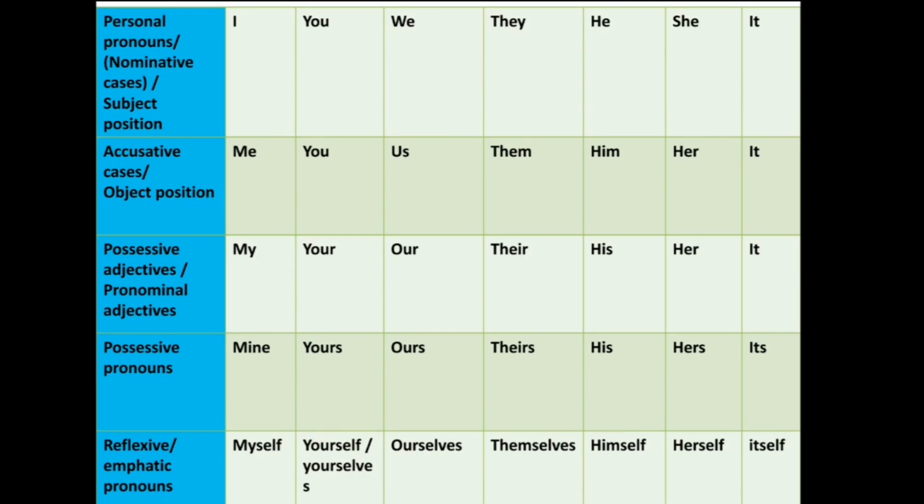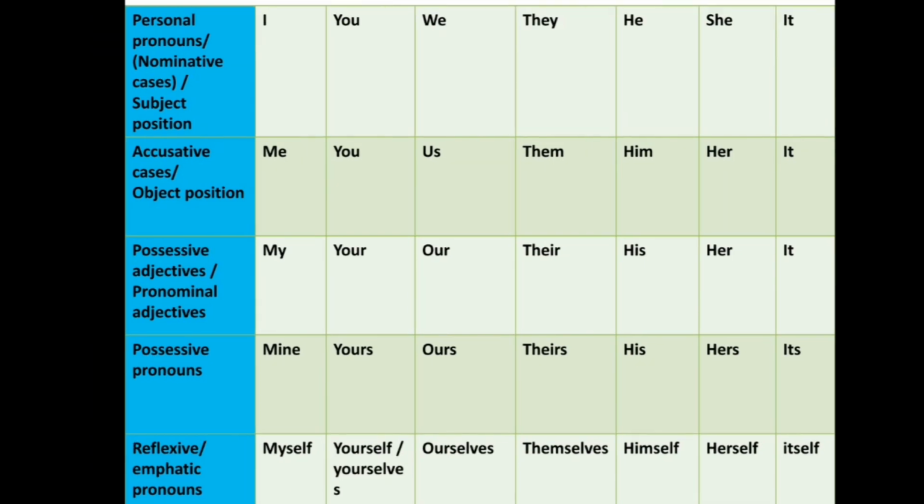Observe the second row. These are accusative cases. These are used in the object position. So, these words are not used at the beginning of a sentence, but are used in the middle of a sentence or at the end of a sentence. So this is used after a verb. Now, third row and fourth row.